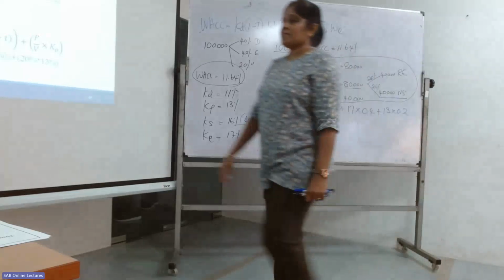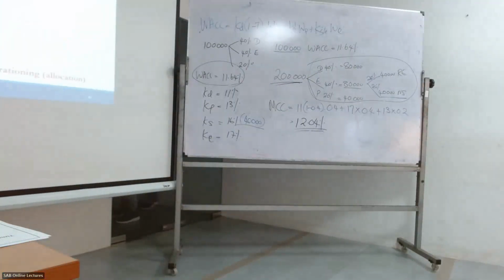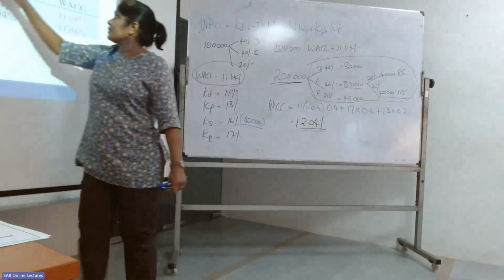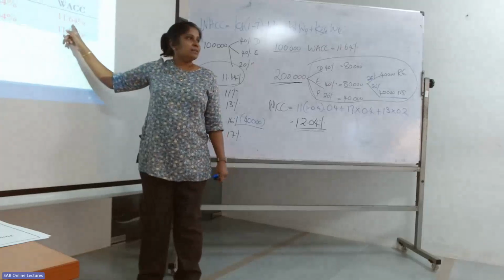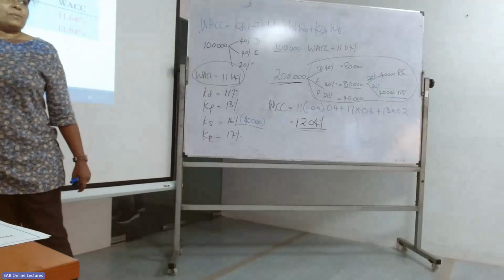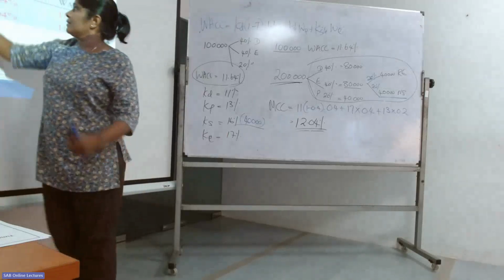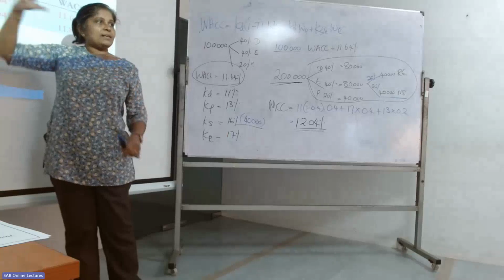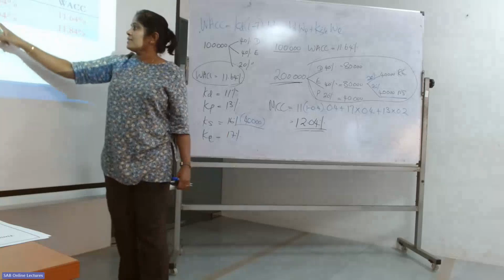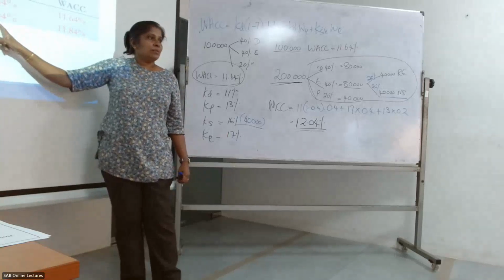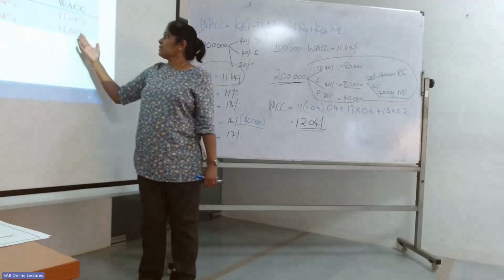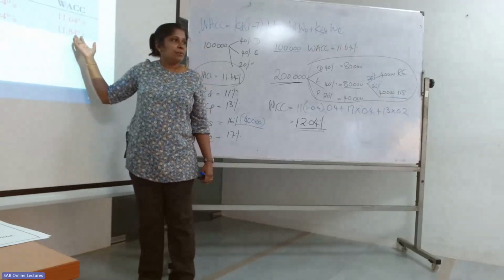So graphically you can present this like this. Look at this table also. Up to 100,000, MCC and WACC are both the same. When the capital is increasing from 100,000 to 200,000, we are raising an additional 100,000, but MCC is 12.04. For this additional 100,000 the cost is 12.04, while the weighted average cost of capital is 11.80.